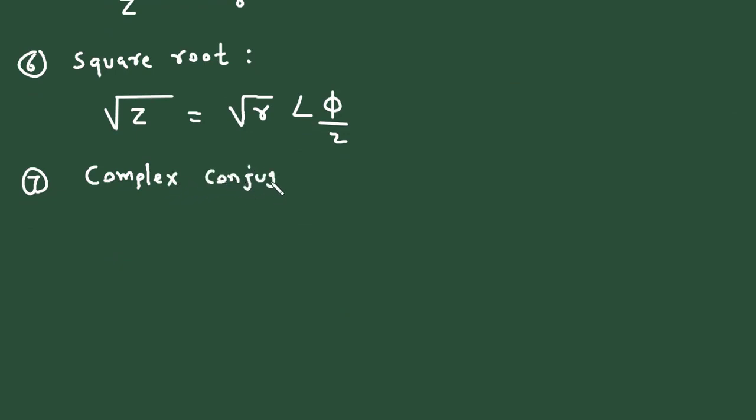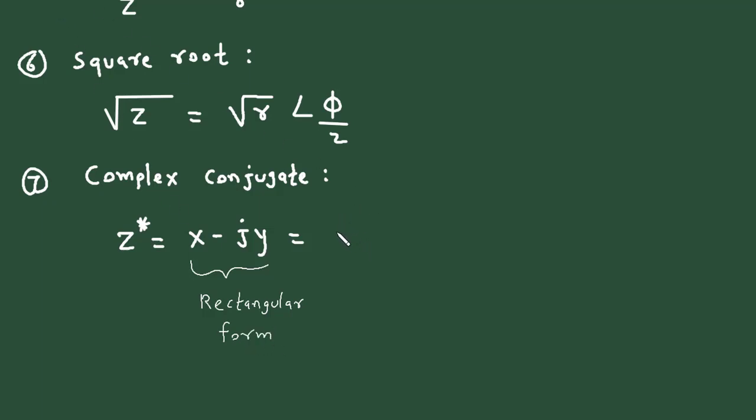Then next is complex conjugate. So for complex conjugate, Z will be represented like this: x minus jy. And this is the rectangular form. Then in polar form, this will be r at an angle minus phi, and this is called the polar form. And in the case of exponential form, it will be r, that is the magnitude, multiplied by e to the power minus j phi. This is called the exponential form.